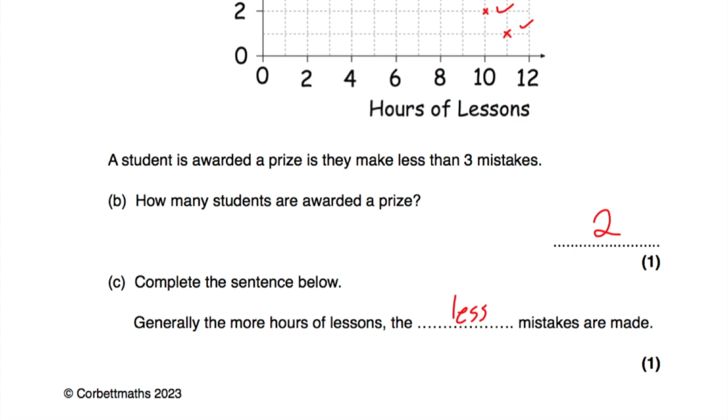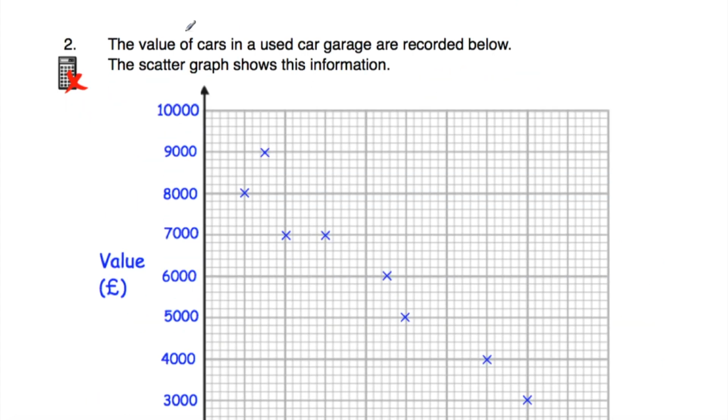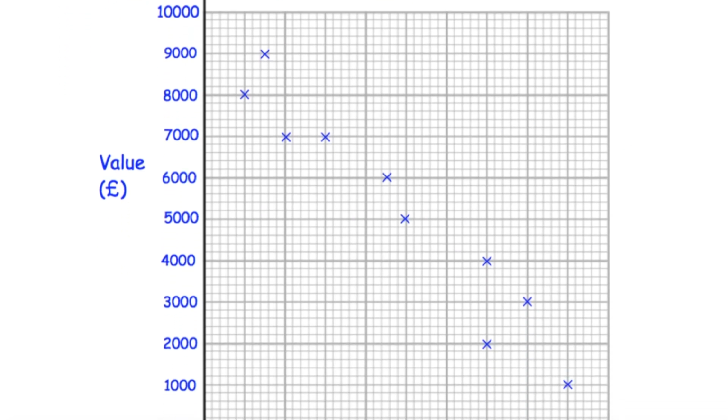Okay, let's have a look at our next question. Question number 2 says the value of cars in a used garage are recorded below. So we've got the scatter graph, and we've got the values of the cars. So this car, for instance, is £9,000 value.